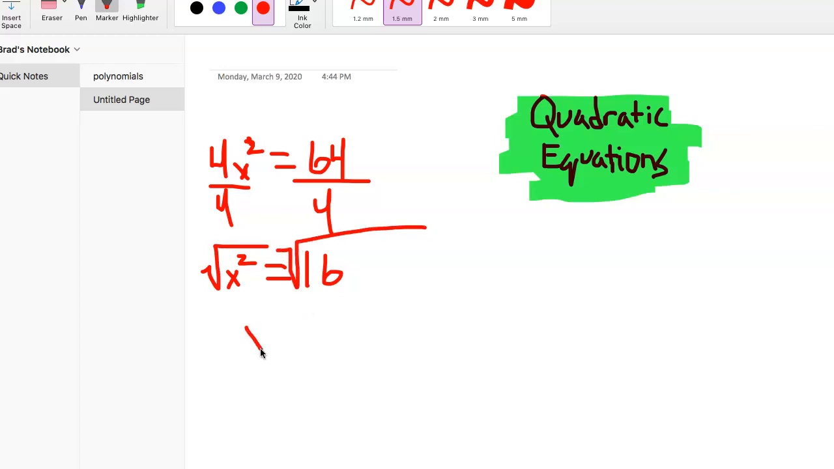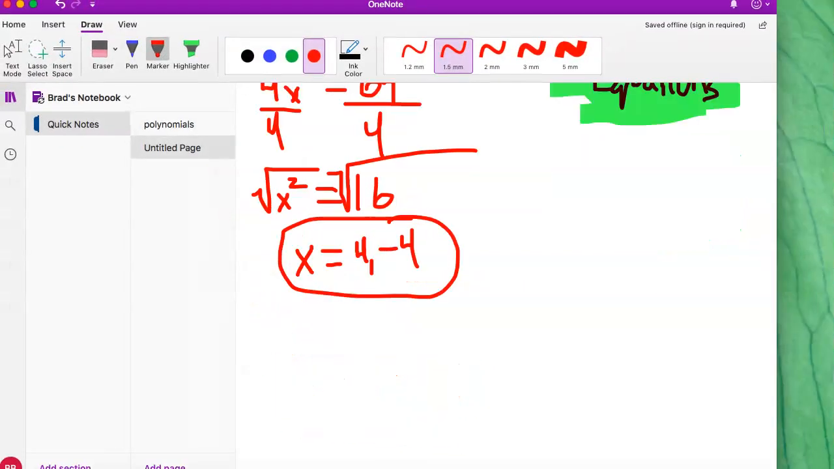Okay, x equals, and the key thing to remember here is that the answer is not just 4, but 4 and negative 4, because negative 4 times negative 4 equals a positive 16. So whenever you use a square root, you're also going to have two solutions, in this case 4 and negative 4.